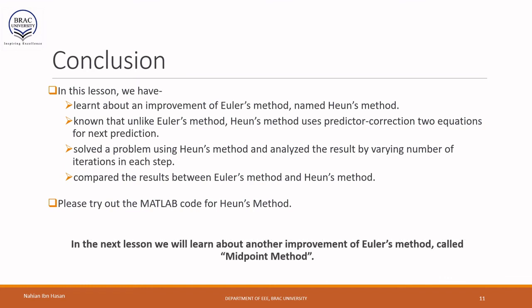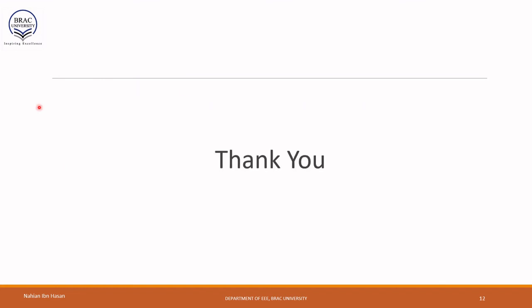In the next lesson we are going to learn about another improvement of Euler's method, which is called the midpoint method. We have just seen an extension, which is Heun's method, and we will see another extension, called the midpoint method, in the next lesson. So till then, thank you so much.